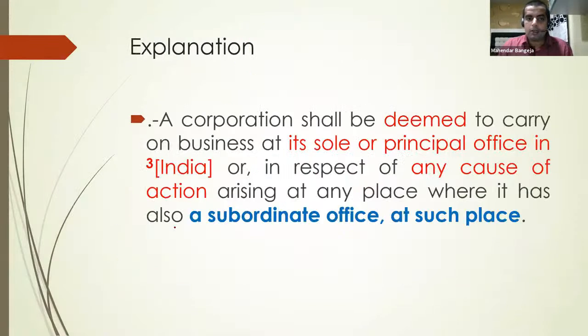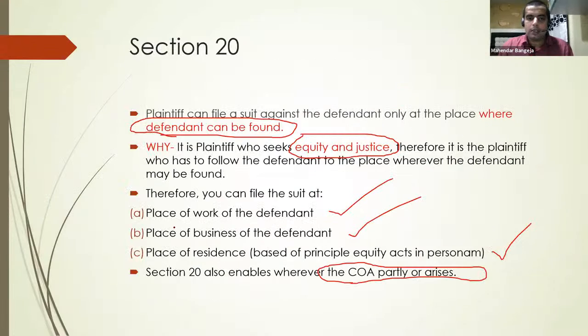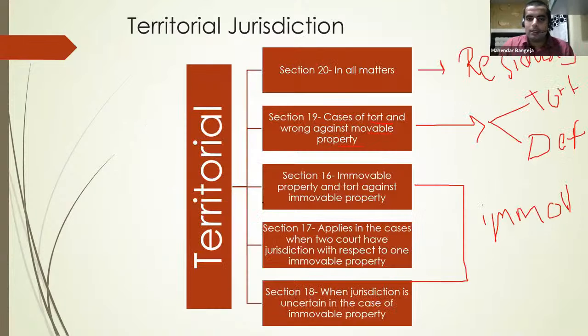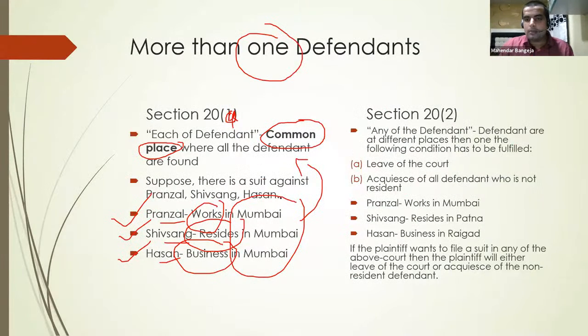Okay. Now the second clause uses the words any of the defendant. Now what does this mean? This is exactly opposite. This means that all the defendants are not found at one place. For example, in this case, Pranjal was working in Mumbai, Shivsang was residing in Patna, Hassan was having a business in Raigad, but I decide to file a suit in Mumbai. Then in that case, section 20 clause B will apply, and I will be required to take consent from the non-residents.